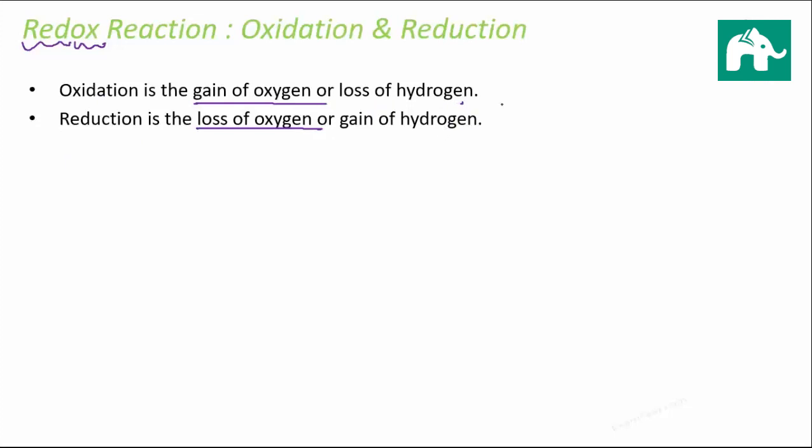So just to keep it simple, just remember it in terms of oxygen. Oxidation, gaining oxygen; reduction, reducing or losing oxygen. Simple. Now let's take an example. Let us suppose copper plus oxygen gives CuO, that is copper oxide. So what's happening here? Oxidation or reduction?